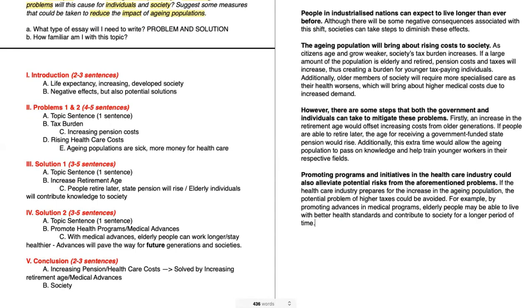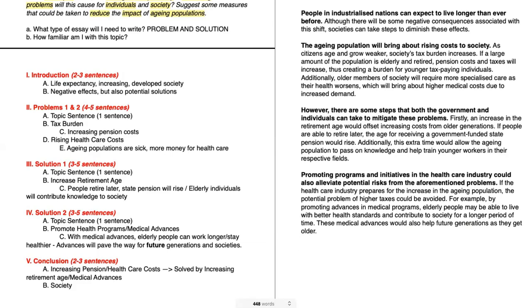Okay, and now just to close this, because I want to talk about future generations as well, I might say these medical advances would also help future generations as they get older. Okay, and there we have it. That is my second solution. So I have presented my two problems here, a solution for each problem. Now all that's left to do is wrap up.